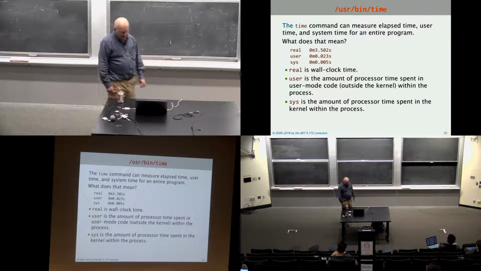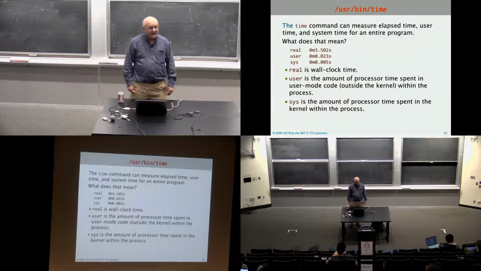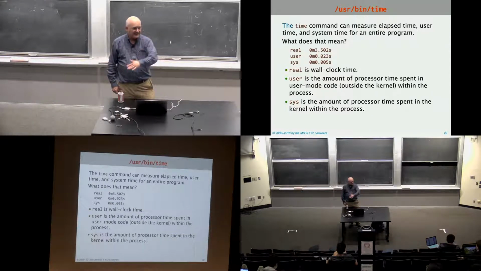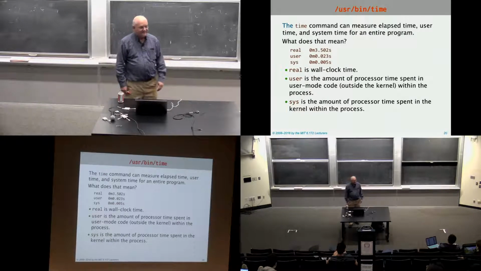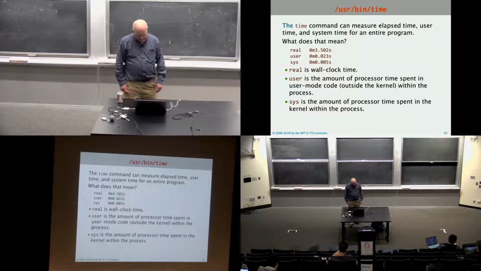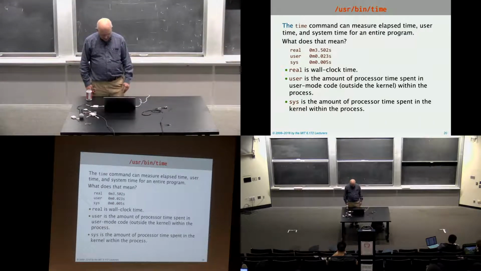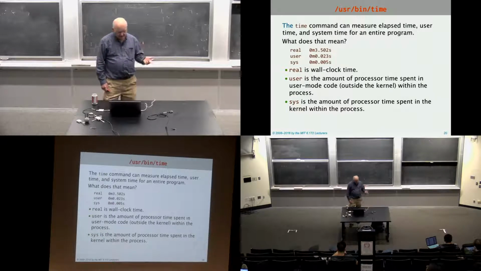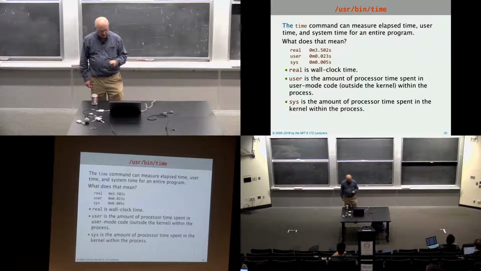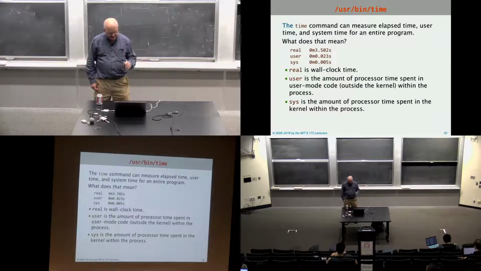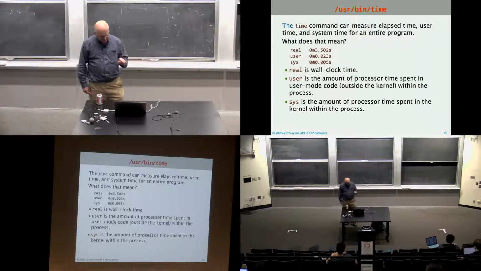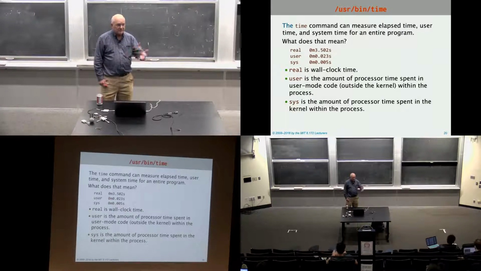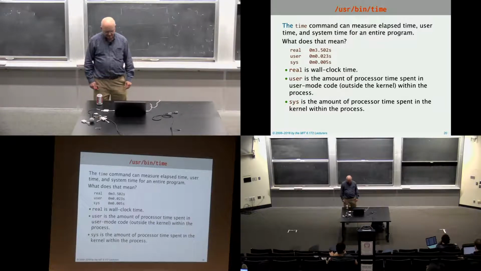Doesn't work that way. And part of the reason is that the processor may actually not be working on your code. You may be context switched out and something else is in. Okay, so in any case, we have those three types of things: wall clock time, the amount of processor time spent in the user mode code within your process, and the system time, which is the time spent in the kernel but within your process. Okay, for example, satisfying system calls and such.